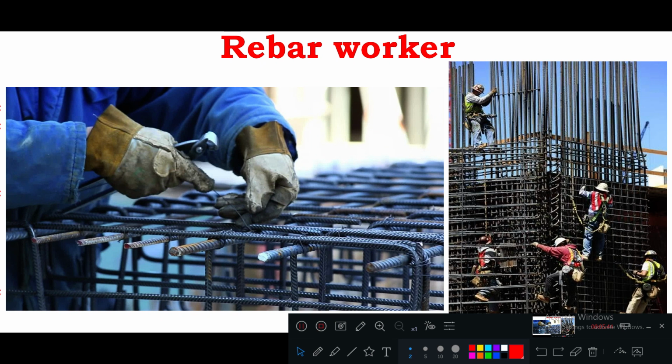So they also belong to a different class of labors. They are rebar workers, and they will also know the spacing between one bar and the other, so that it is easy to carry out these works without any additional information.